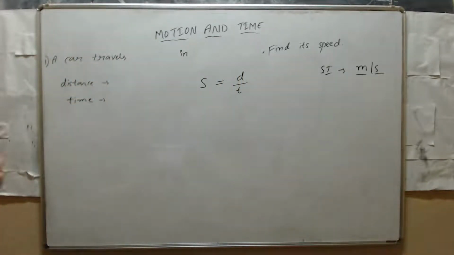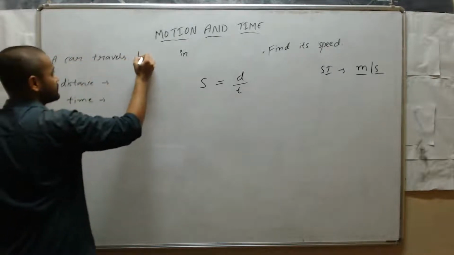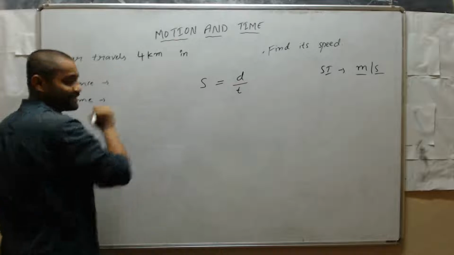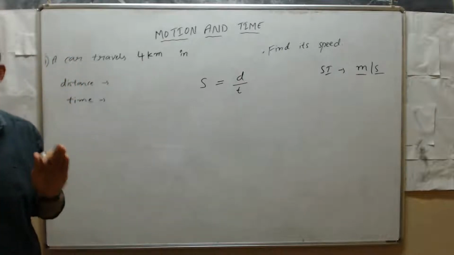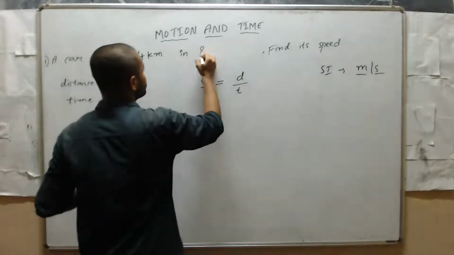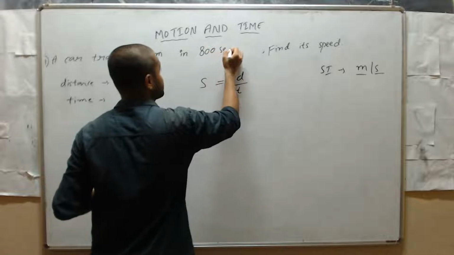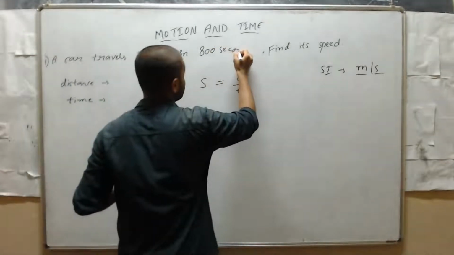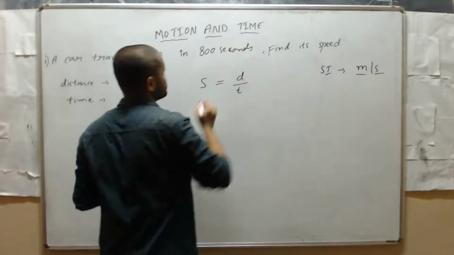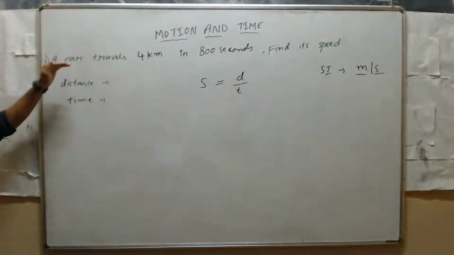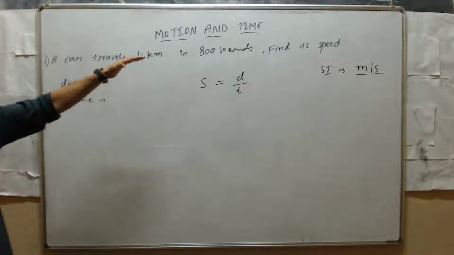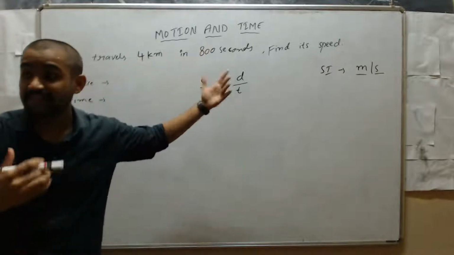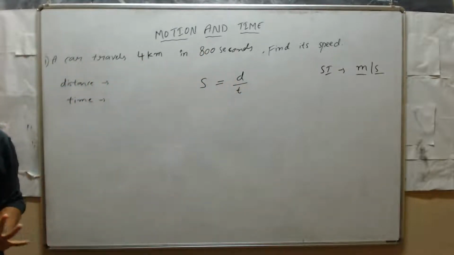Same question. A car travels 4 kilometers in 800 seconds. Find its speed. Now we have to find out the speed of that car.